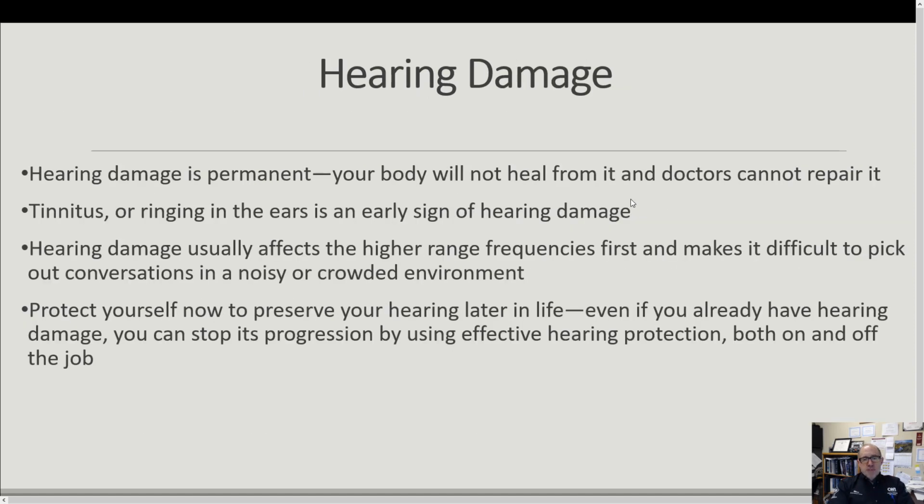Hearing damage is permanent. Your body will not heal from it. Doctors cannot repair it. One of the early signs of hearing damage is tinnitus. I have that myself. It's ringing in the ears, and it's at a low level. It's a mild annoyance. I know people that have tinnitus so bad that it keeps them up at night. They've got to sleep with white noise generators or something like that because the ringing in the ear is so loud when it's an acquired environment.